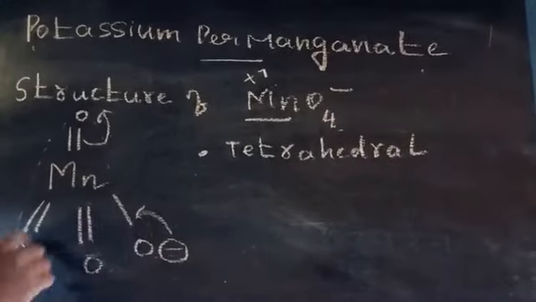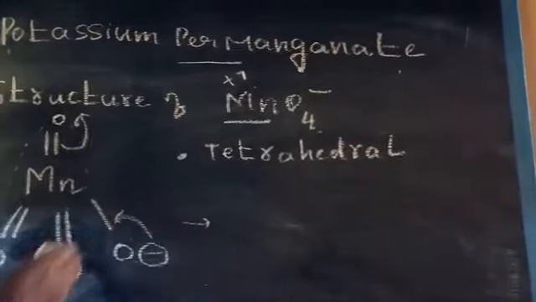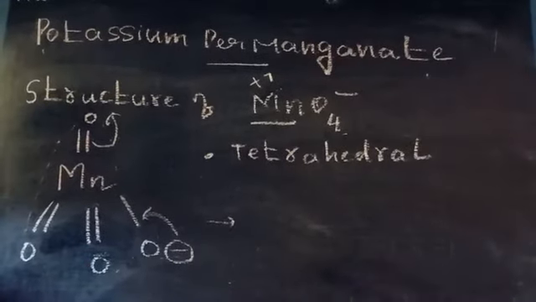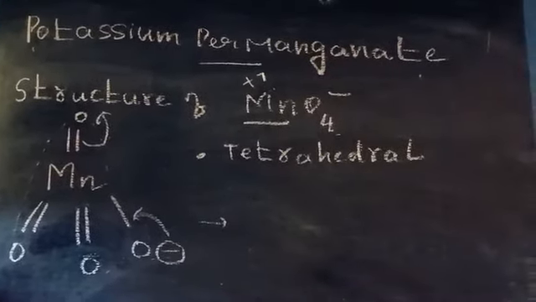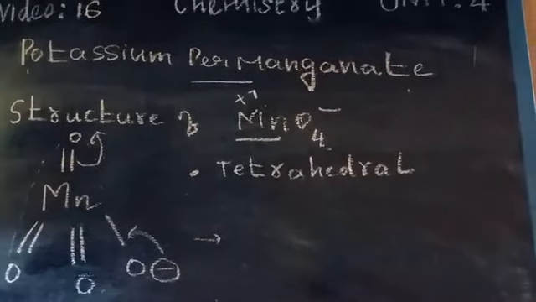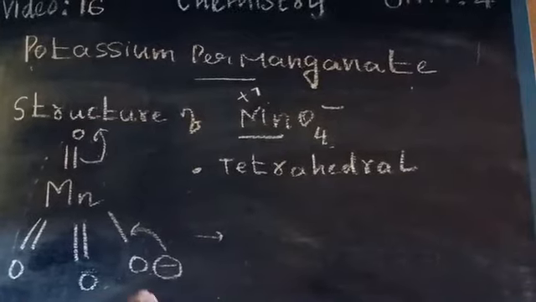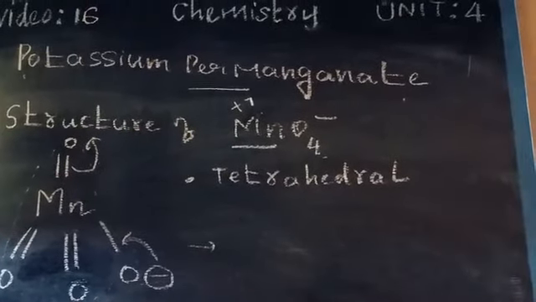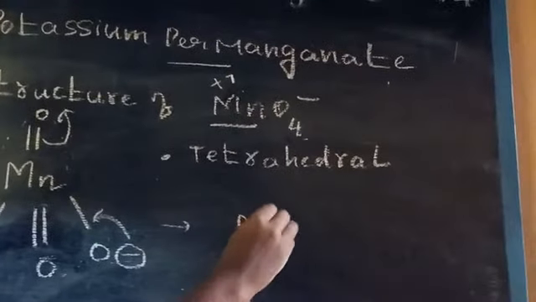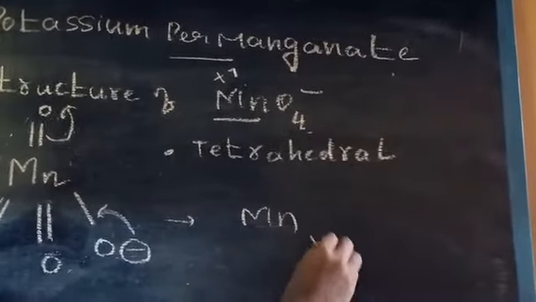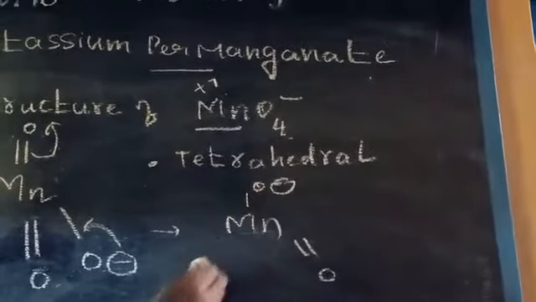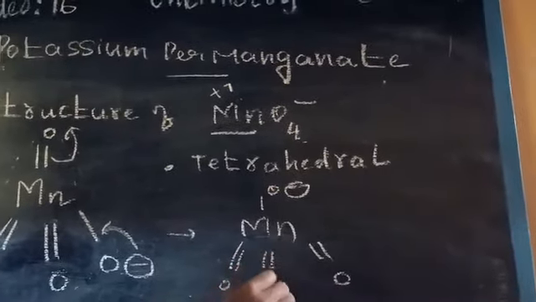So what about the structure? That means it is involved in the resonance concept. Okay, we know the resonance concept. Resonance means the elements are the same on any account, they do not change, only the position of the electron changes. Okay, so now Mn, here double bond, here single bond. Next, double bond and double bond.